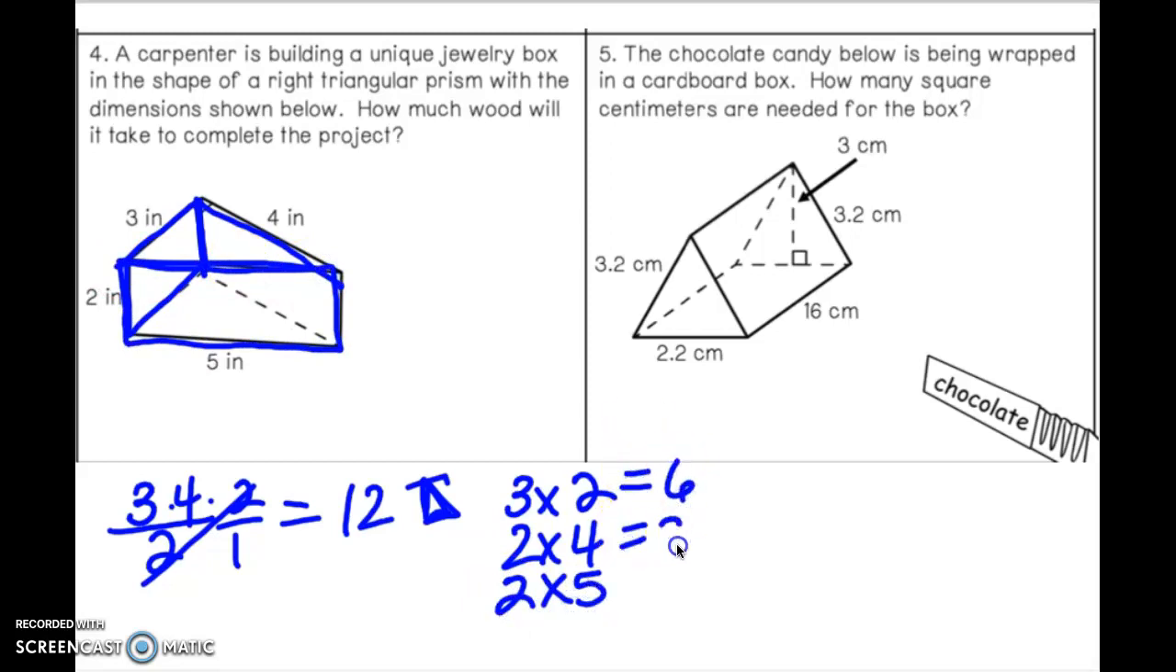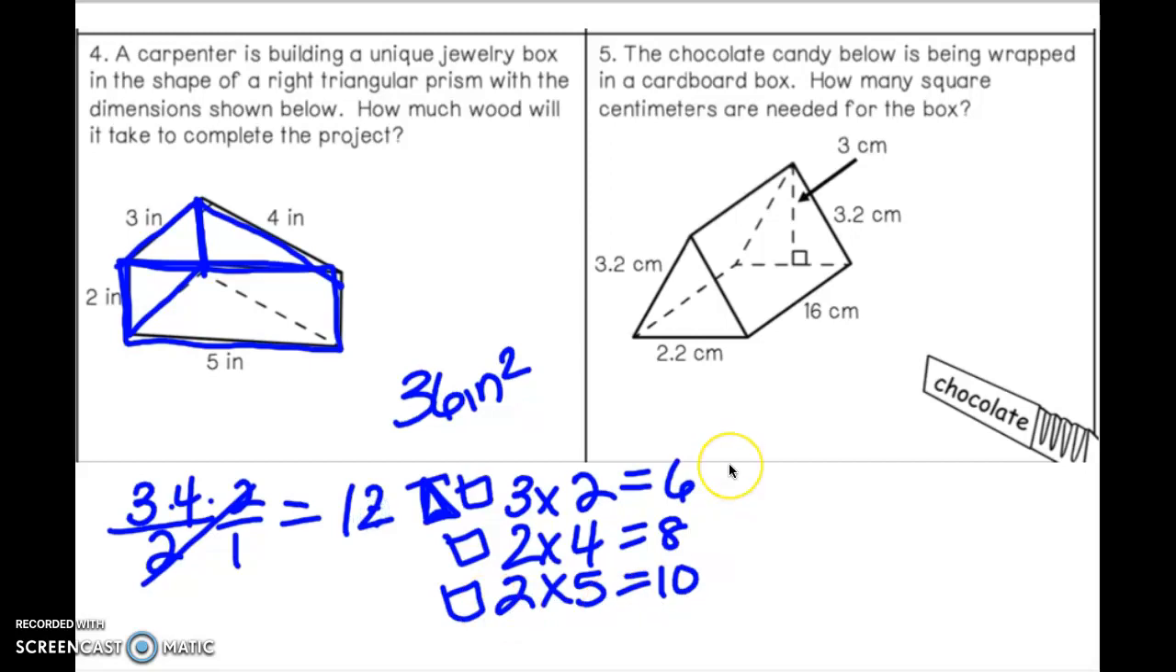So this is 6, this is 8, this is 10. So we have 14, 24, 25, 26, and plus 10 more. So 36 inches squared is all our pieces together. So rectangle, rectangle, rectangle. This is the 2 triangles, and we add them all together.